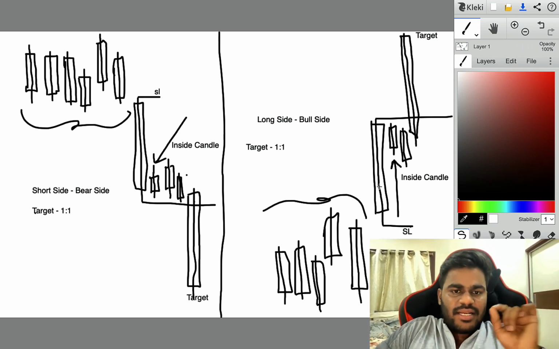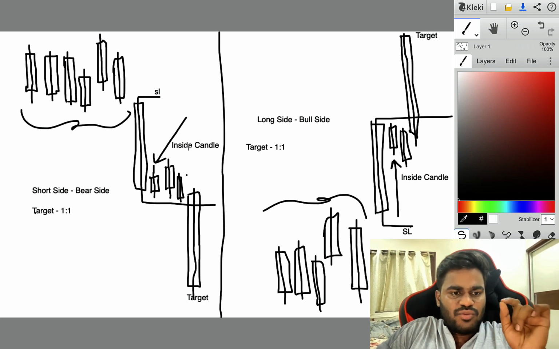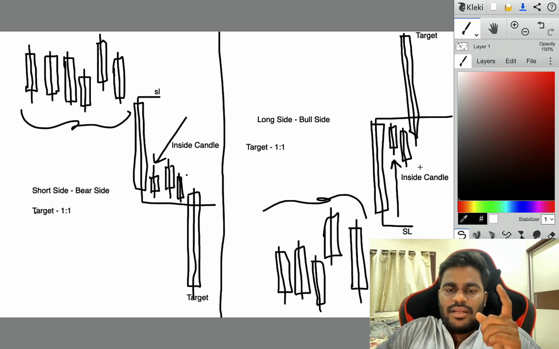So what is the target now? You'll make money on both sides. When the stock moves downside and you are on the short side, you'll make the profit. When the stock moves upside and you are on the long side, you'll make the profit.